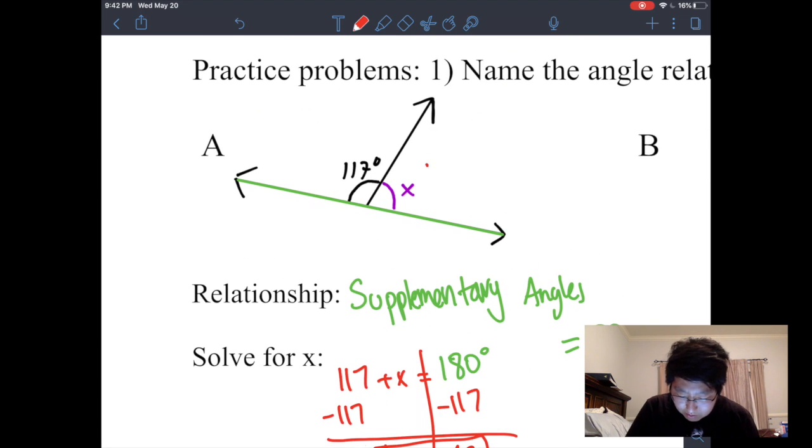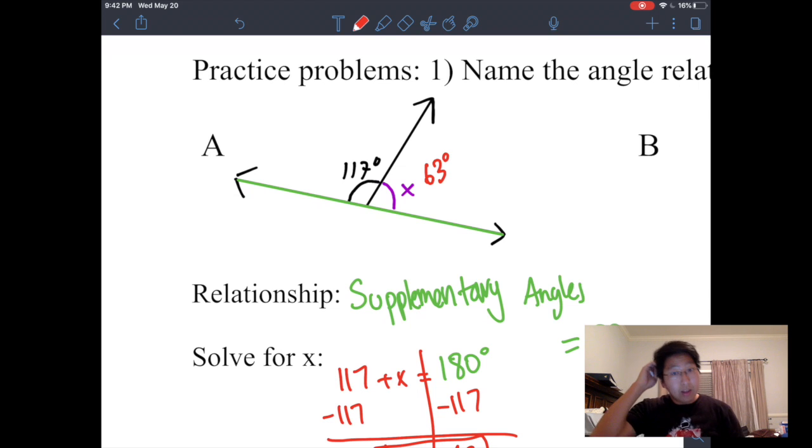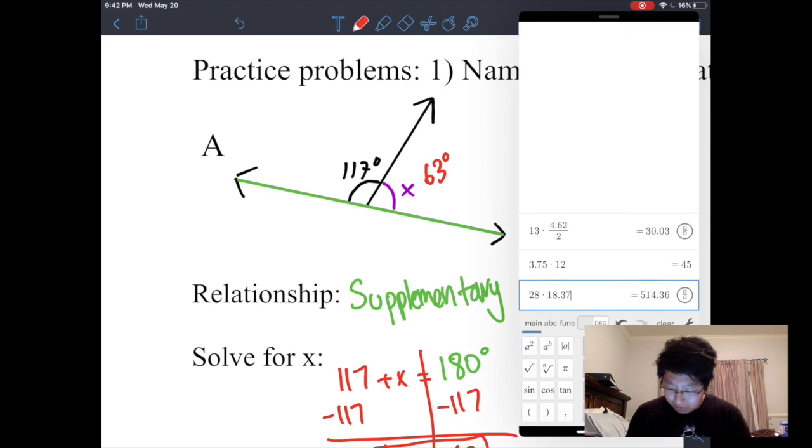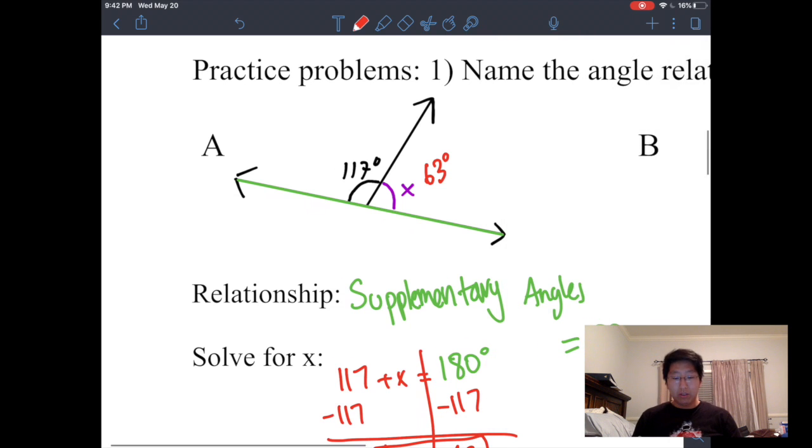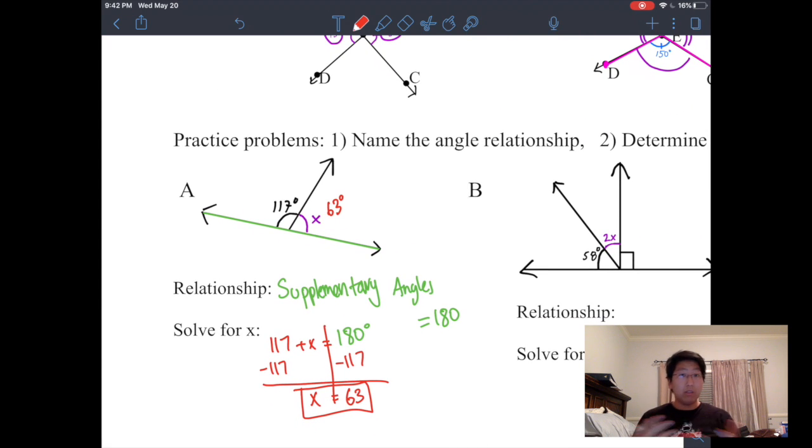X is 63 degrees. And that makes sense, right? If I take these two angles and add them together, I'll pull out my calculator, clear it all, 117 plus 63, it should add up to 180. So this is a supplementary angle. This is the relationship that we have between x and 117.